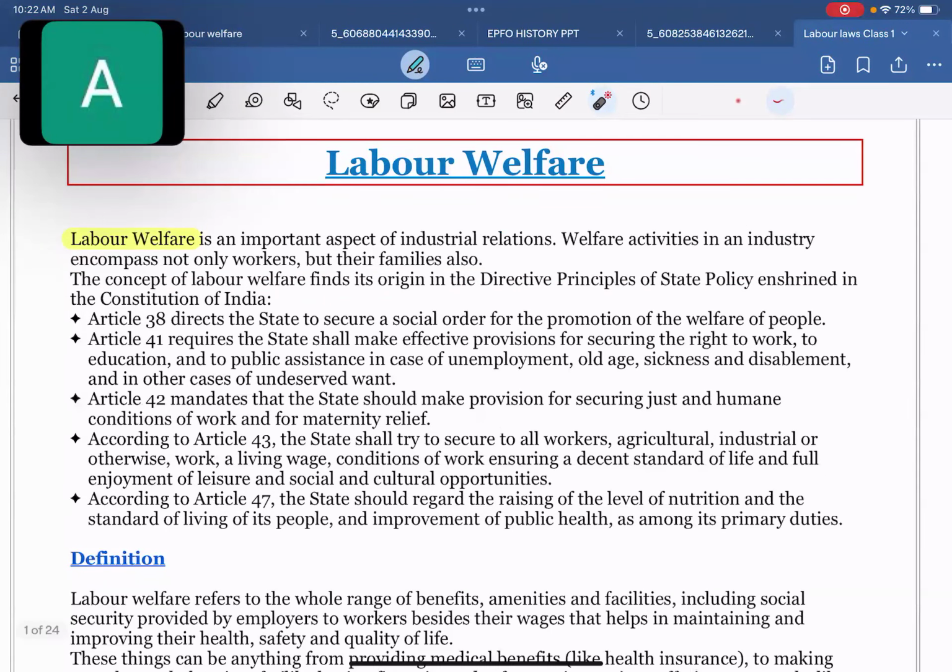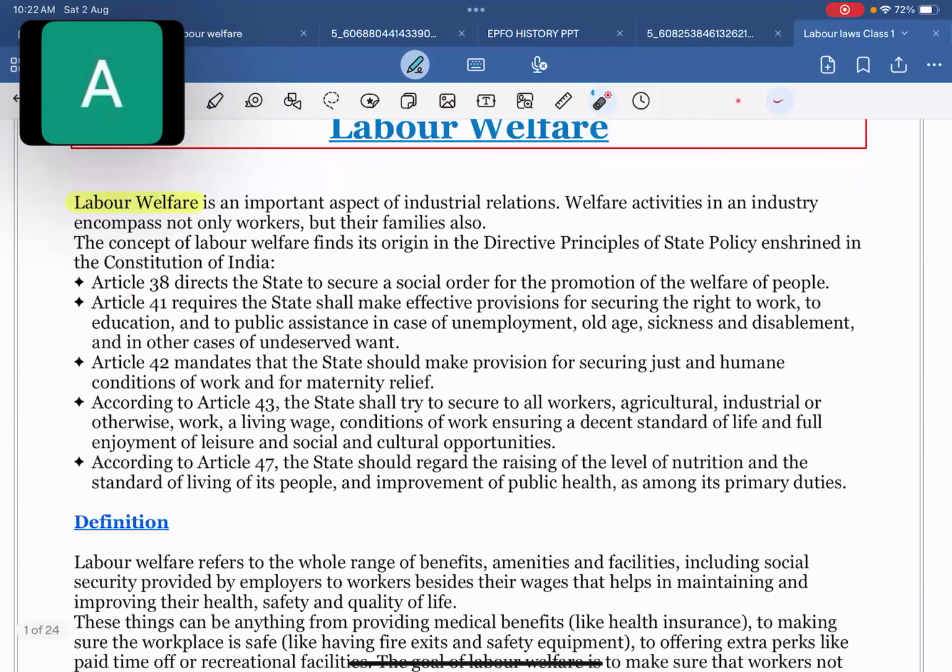Next, the concept of labor welfare finds its origin in the DPSP inserted in the Constitution of India. Article 38, Article 41, Article 42, Article 43, and the last is Article 47. These five articles are completely connected with the labor welfare of the country. I think everyone has studied the polity and the Constitution of India, right?